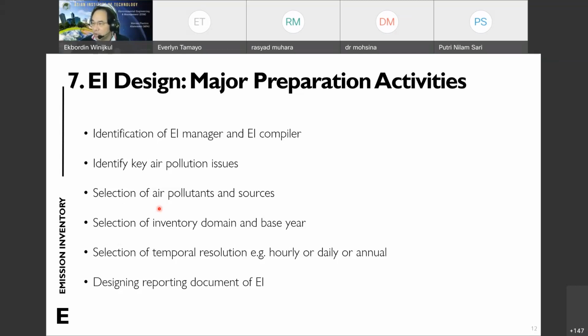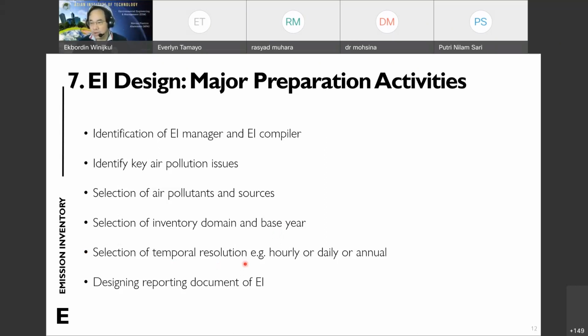And then we also need to select the sources that contribute to the emission of pollutants. Next, we need to select the inventory domain. So what will be your study area, what will be your base year, and so on. And then the next step is the selection of the temporal resolution, right?